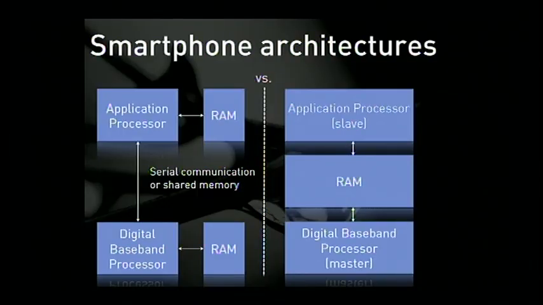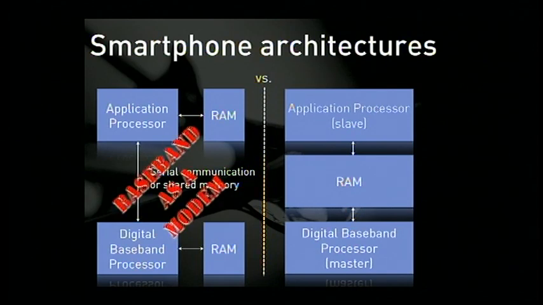So okay, on the left-hand side, you see two separate processors which are connected using serial communication or shared memory, a little chunk of shared memory, basically, between these two. And both of them have their own chunk of RAM. On the right-hand side, you have an application processor and a digital baseband processor that actually share the same RAM. Interestingly enough, the chip manufacturers decided to make the digital baseband processor the master in this multi-processor architecture, depending on what design we're talking about. You can have these two in the same chip, or in the same die, or it can be two dies as well, but nonetheless they can communicate with the same RAM. In most cases it will be the same chip. So the left-hand side is called baseband as a modem, and the right-hand side is called shared memory architecture.